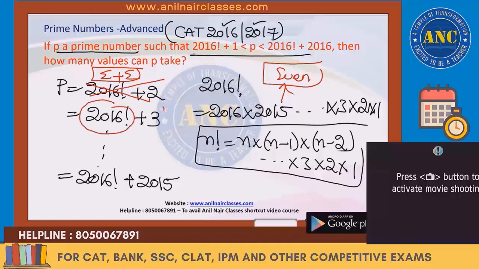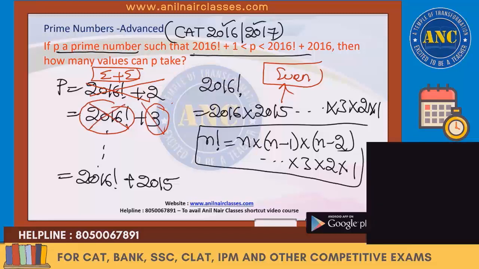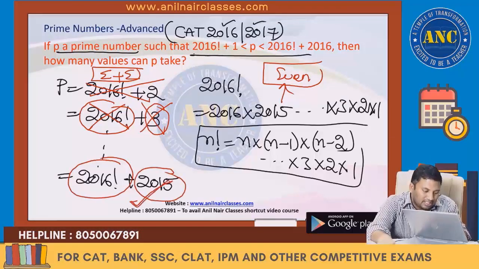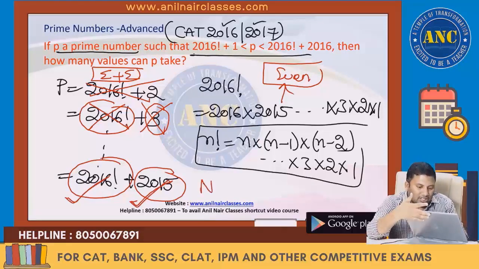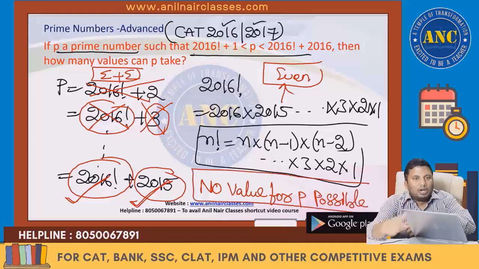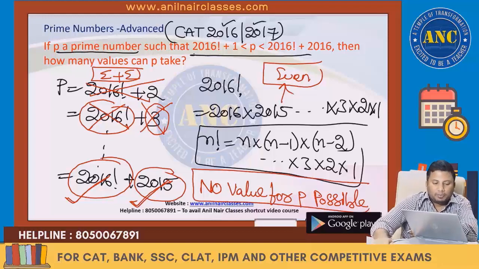This contains 3, so this is divisible by 3. If I add two numbers which are divisible by 3, the answer will be divisible by 3. This contains 2015, which is divisible by 5. This is also divisible by 5. Answer: no value for P is possible.